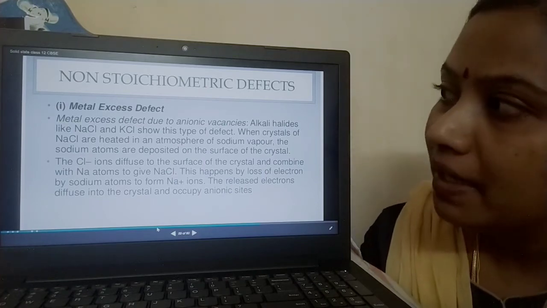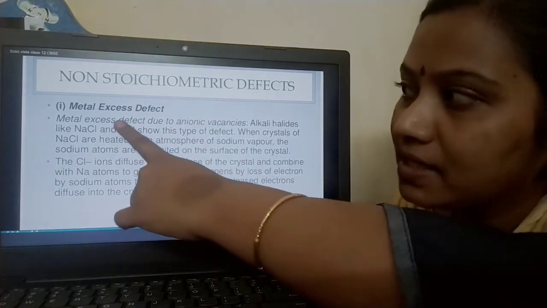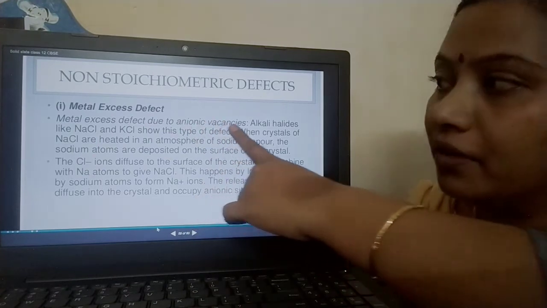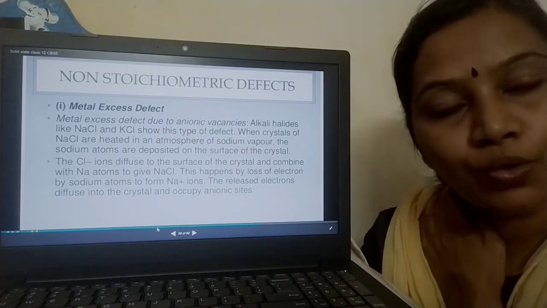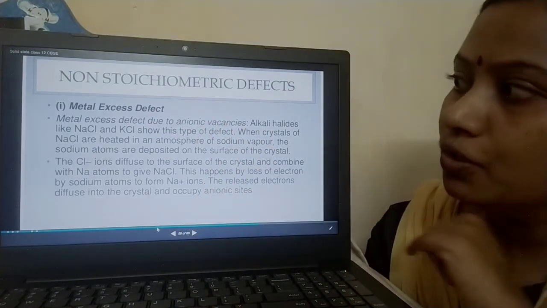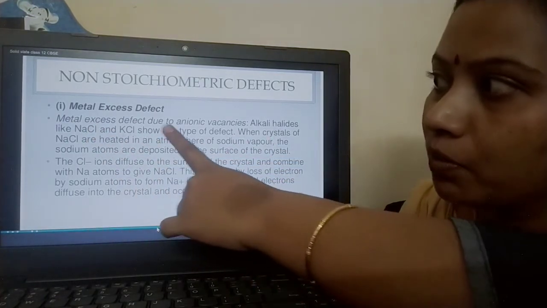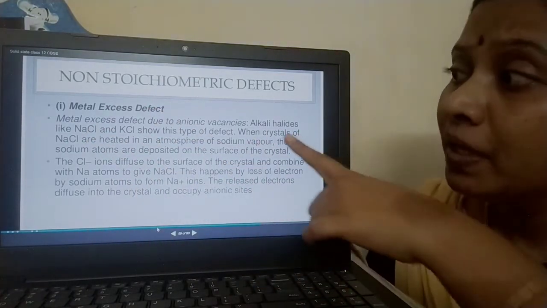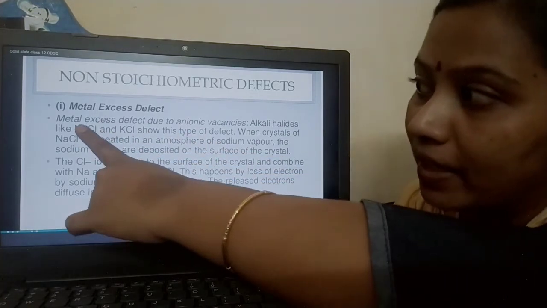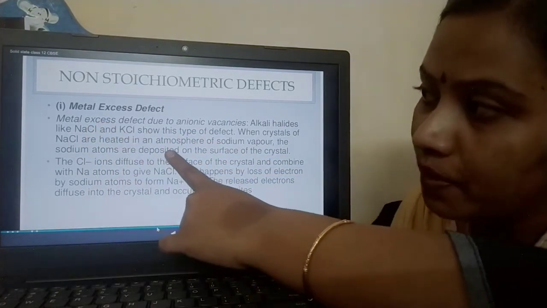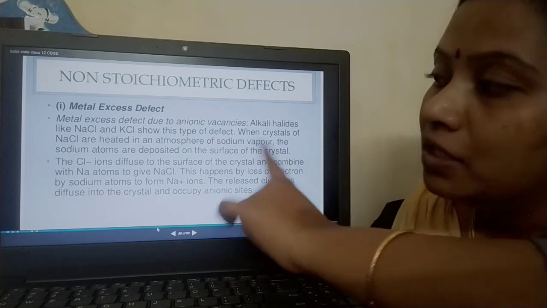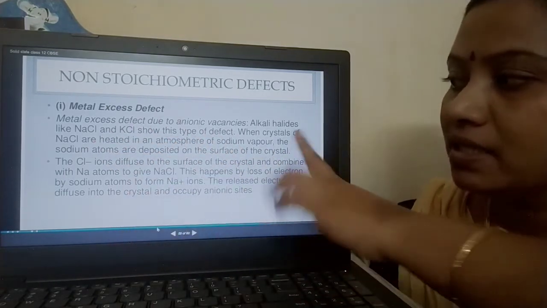So what is metal excess defect? See, metal excess defect is due to anionic deficiency. It means this is due to negative charge, so this is due to anionic deficiency. Especially sodium chloride and potassium chloride show this type of defect. When you heat a crystal of NaCl in an atmosphere of sodium vapor, then sodium atoms will be deposited on the surface of the crystal.